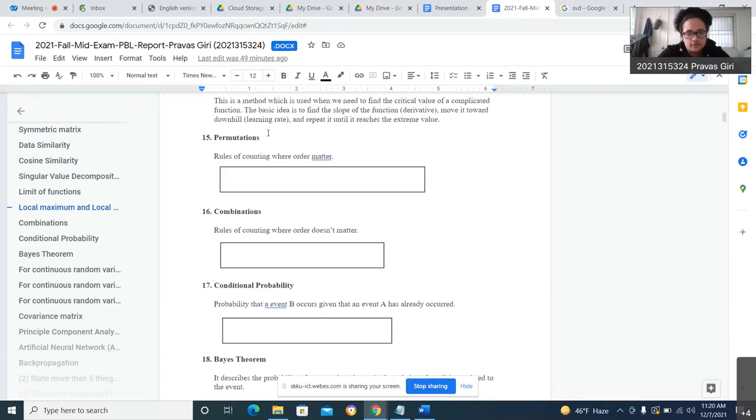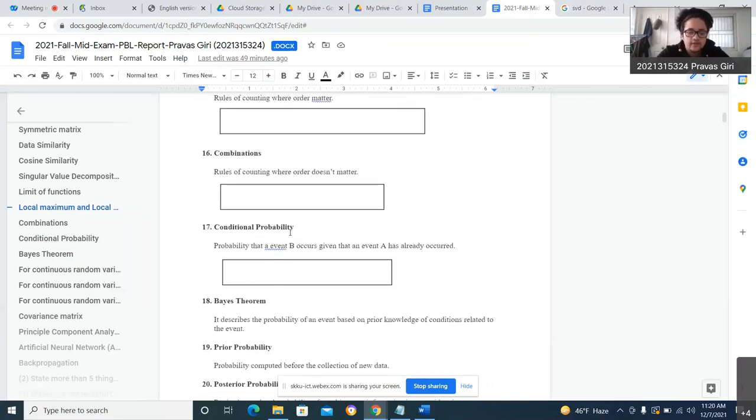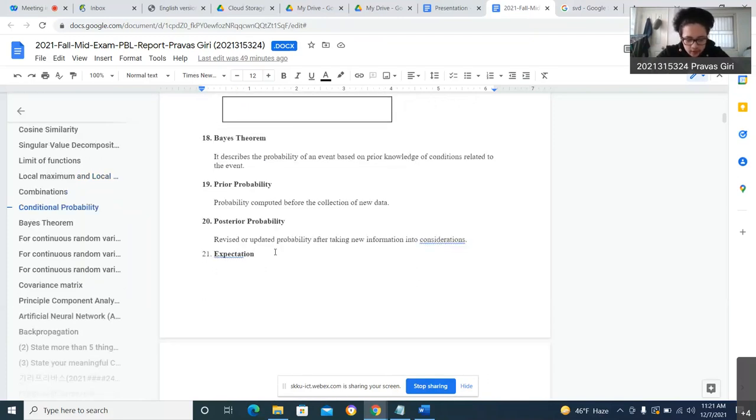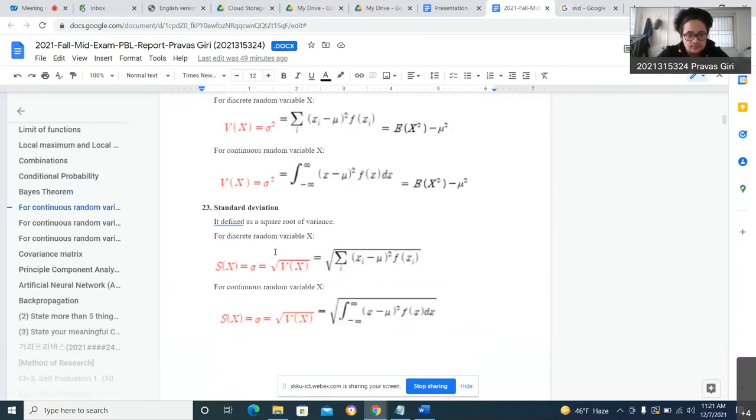So we talked about permutations, which is the rule of counting where order matters, and combinations, the rule of counting where order doesn't matter. Conditional probability is the probability of something when something has already occurred. So in this case, the probability of event B occurring, given that the event A has already occurred. And then we also talked about the covariance matrix, a matrix where the variances are in the diagonal entries and the non-diagonal entries are covariances.